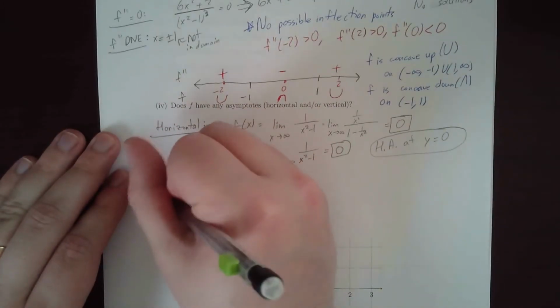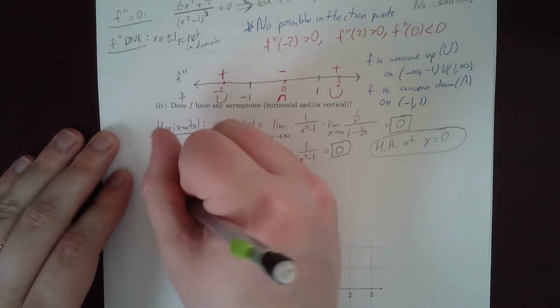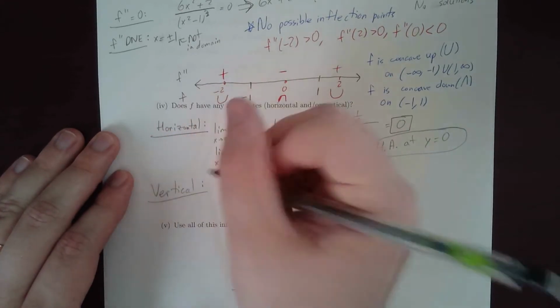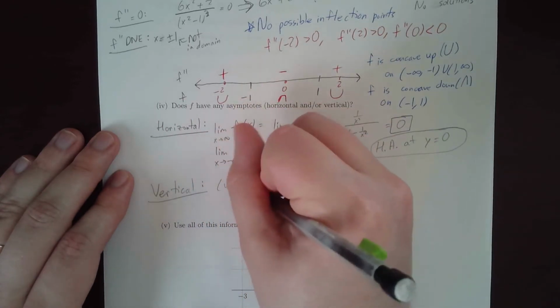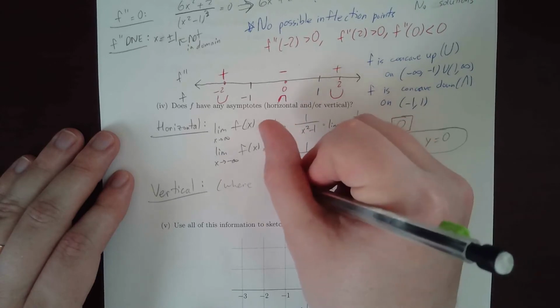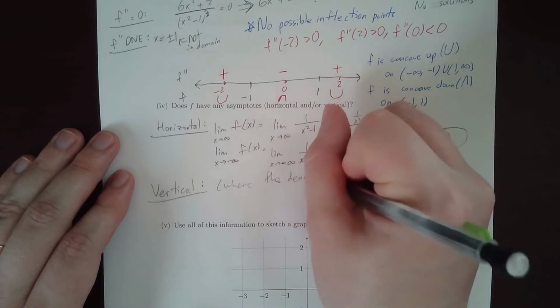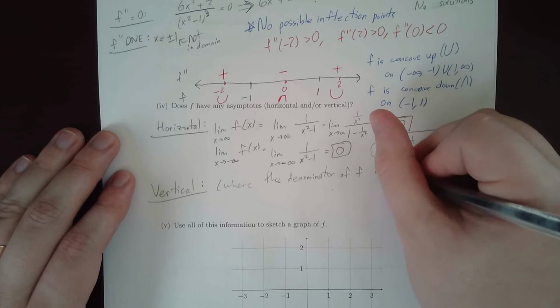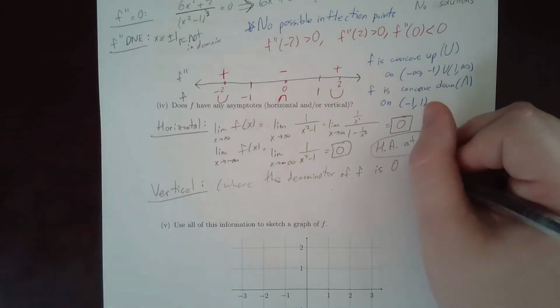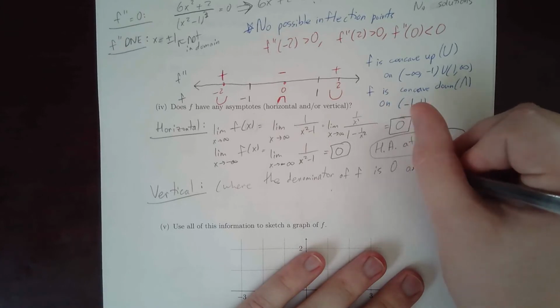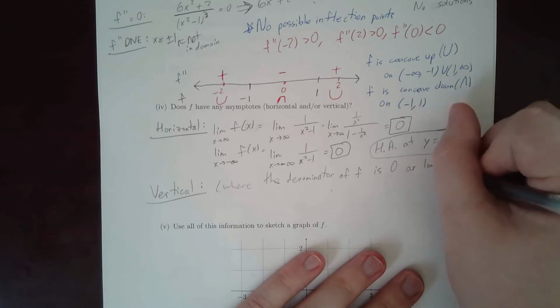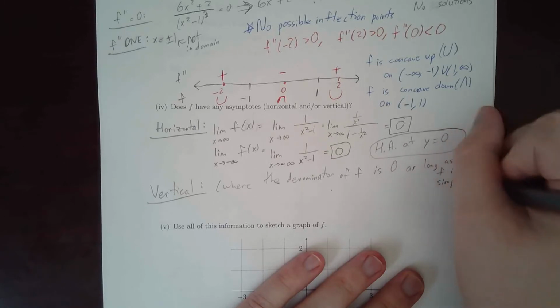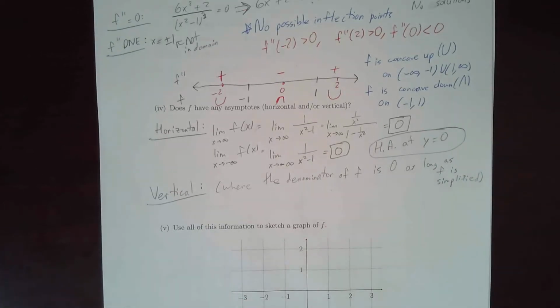As far as our vertical asymptotes go, this is where the denominator of the function is 0, as long as f is simplified. So if we have something where we could algebraically remove that discontinuity, then it would be something where we would not have an asymptote there.